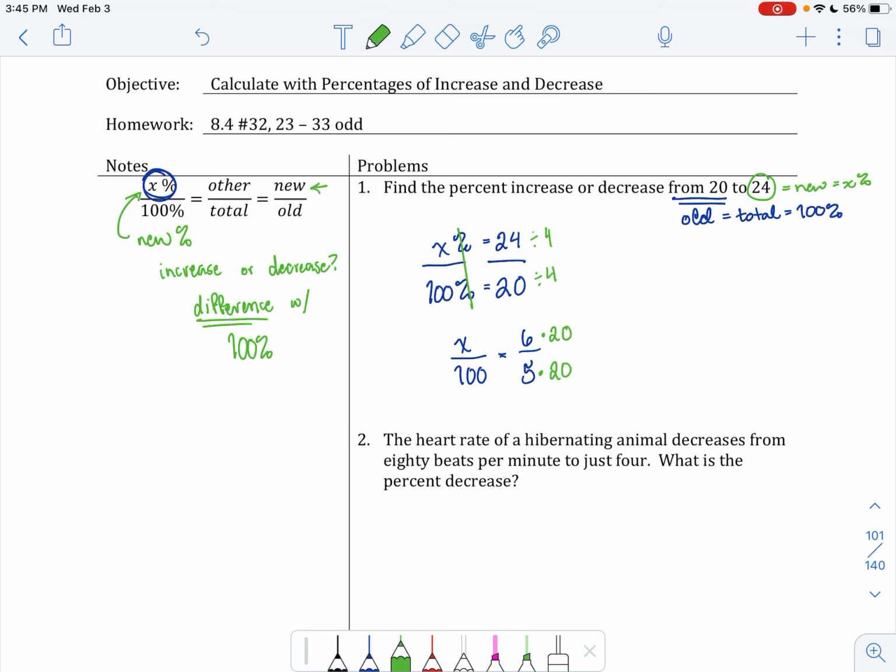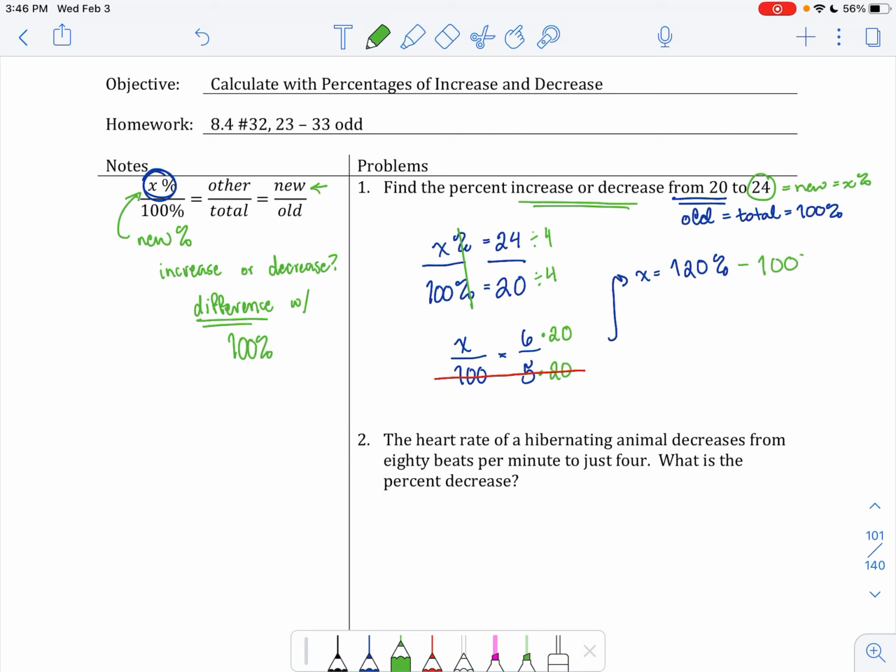I'm going to multiply each of these by 20. And then I end up with 100 on the bottom and the top. And if you remember, if it has the same denominator in an equation, you can cancel out by multiplying by 100 on each side. So then I get X is equal to, not 80, 120%. So what that means is that 24 is 120% of 20.